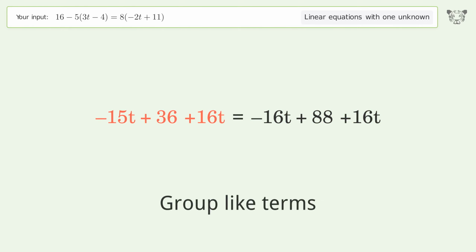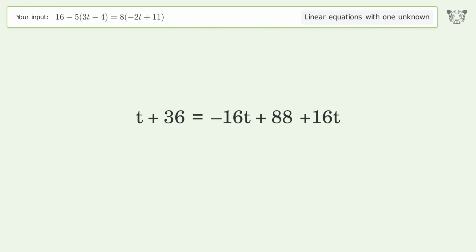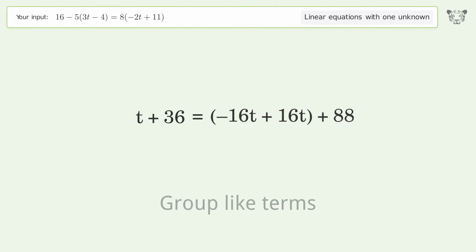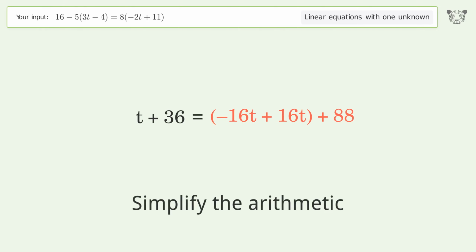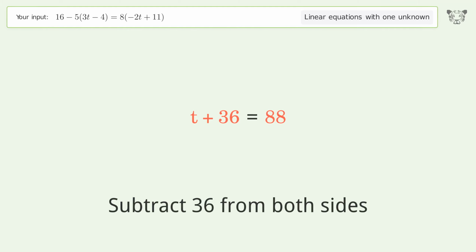Group like terms. Simplify the arithmetic. Group like terms. Simplify the arithmetic. Group all constants on the right side of the equation. Subtract 36 from both sides.